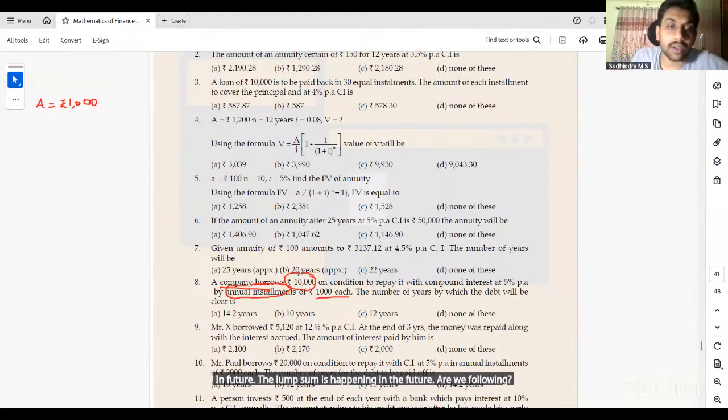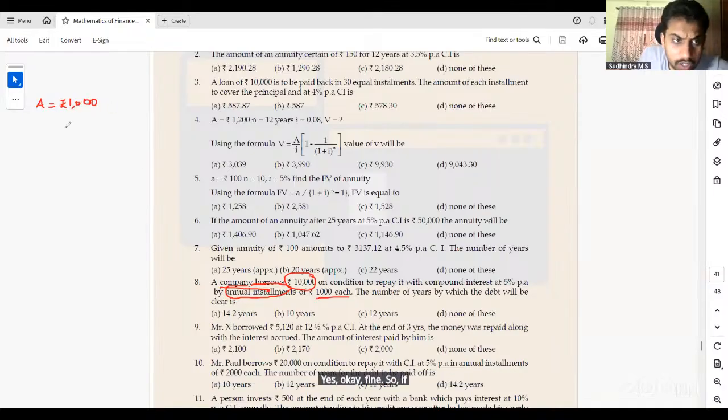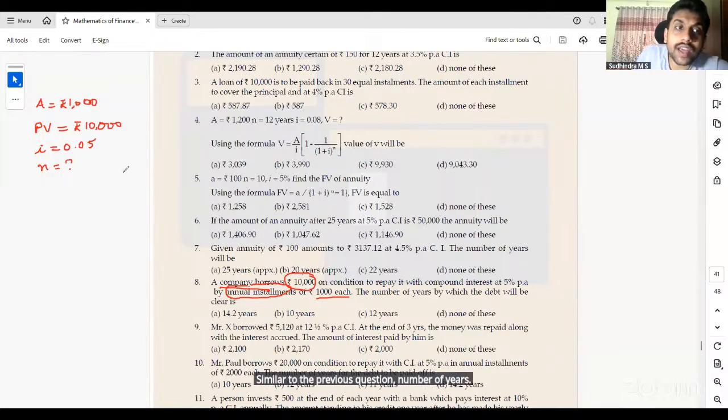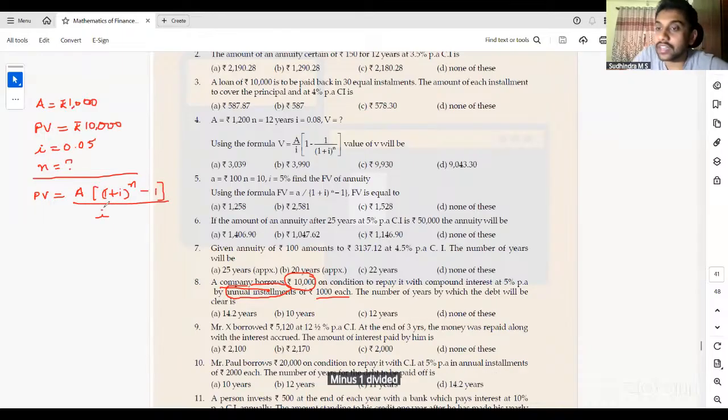Fine. So annuity is 1,000. This is present value because the loan is borrowed today, 10,000. Rate of interest is 5%, 0.05. They're asking us to calculate n, the number of years, similar to the previous question. Present value of annuity formula: A into (1 plus i to the power n minus 1) divided by i, and further divided by (1 plus i) to the power n. Very good.